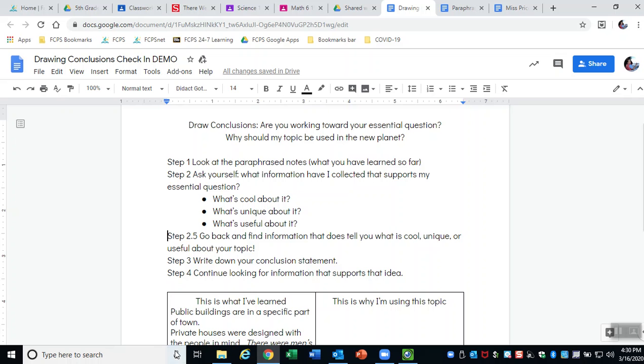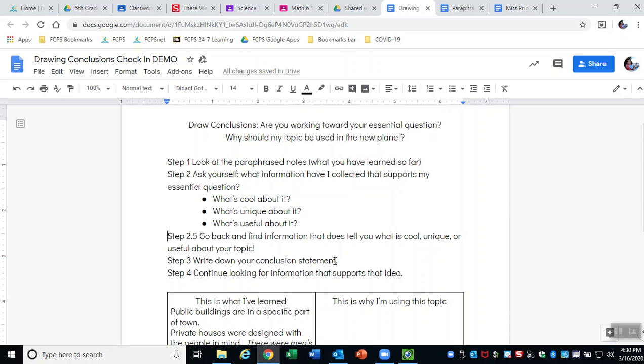Then you're going to be able to write down your conclusion statement, so write down why your topic should be used. And then step 4 is going to be continue looking for information that supports that idea. So just because you're paraphrasing and drawing conclusions now does not mean your research is over. So you're going to go back and look for more information. I'm going to show you what that looks like.